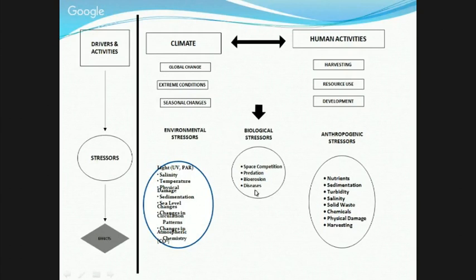That is listed here. Environmental stresses, biological stresses and anthropogenic stresses are there. In the environmental stresses, we see light, salinity, temperature, physical changes, sedimentation, sea level changes, changes in circulation patterns, and changes in the atmosphere. In biological stresses, we see space competition, predation, bioerosion and diseases. And in anthropogenic stresses, we see stability, salinity, solid waste, harvesting, etc.